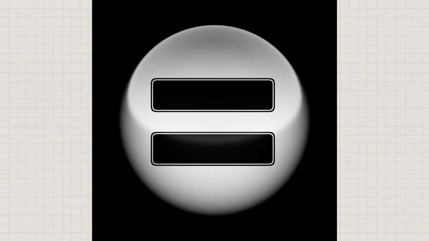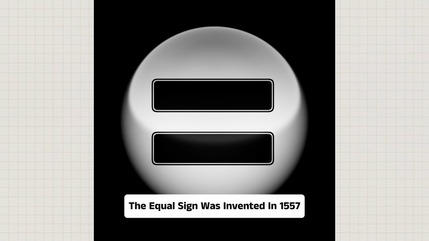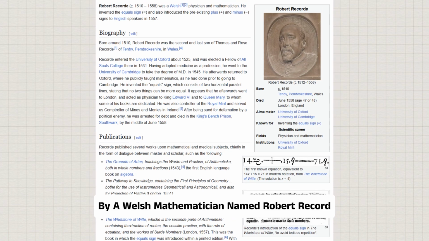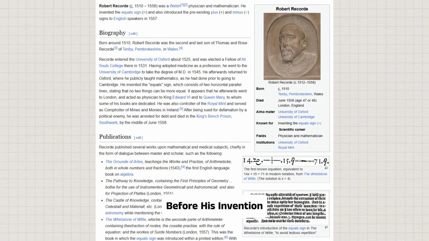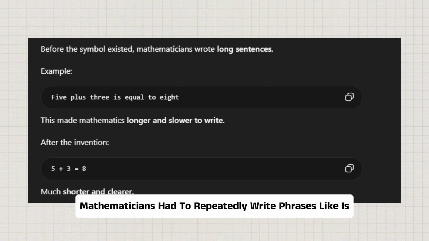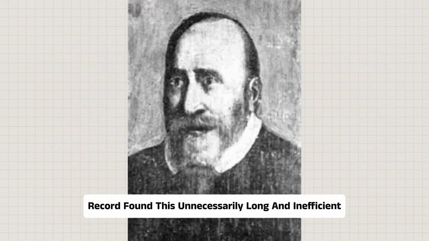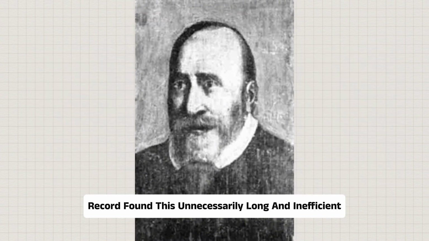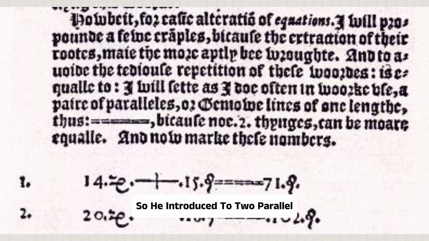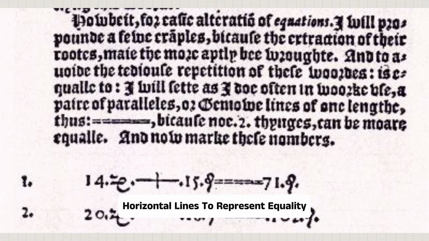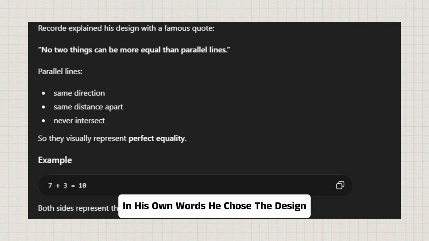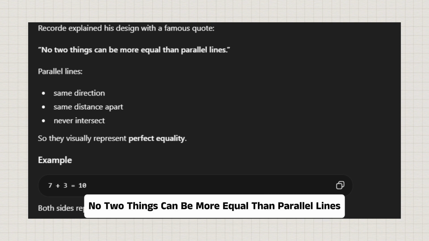The equal sign was invented in 1557 by a Welsh mathematician named Robert Recorde. Before his invention, mathematicians had to repeatedly write phrases like is equal to when explaining calculations. Recorde found this unnecessarily long and inefficient, so he introduced two parallel horizontal lines to represent equality. In his own words, he chose the design because no two things can be more equal than parallel lines.